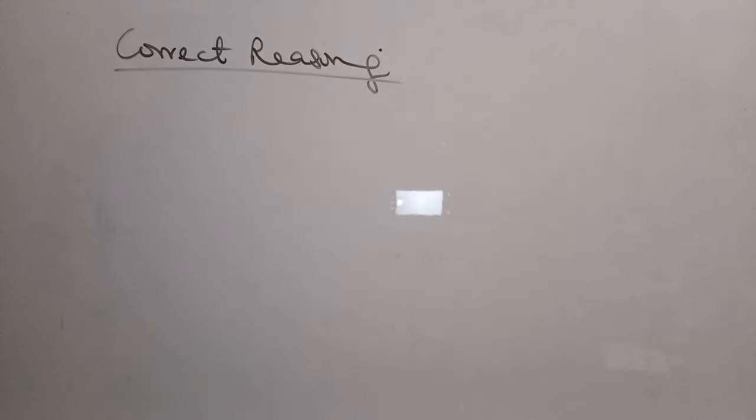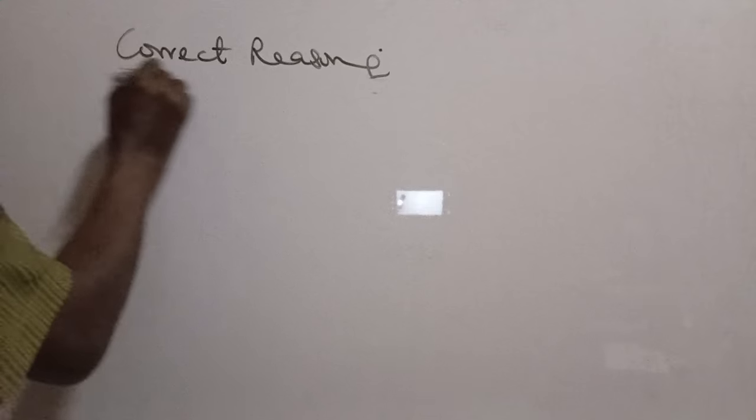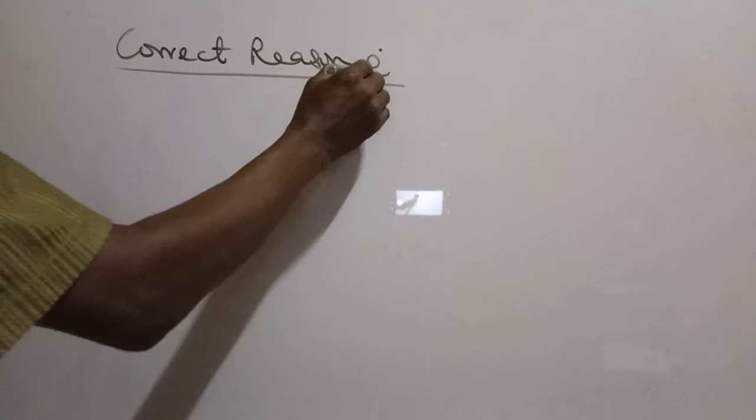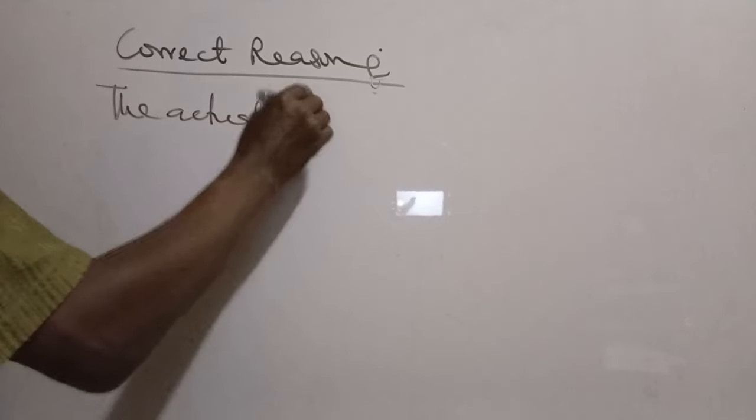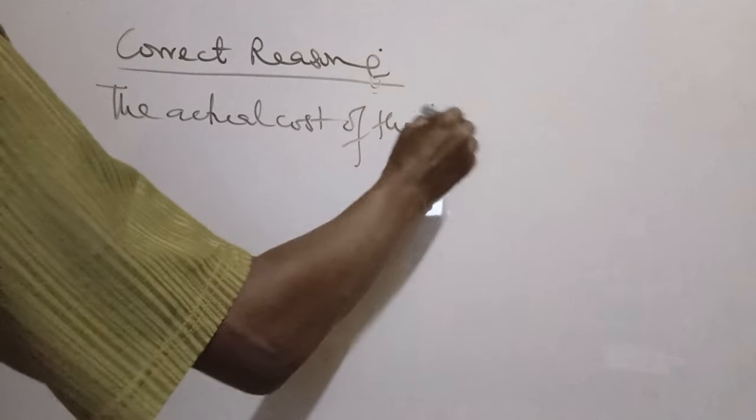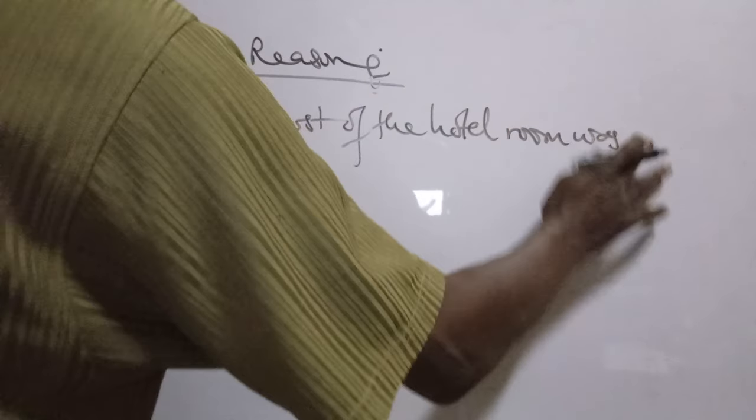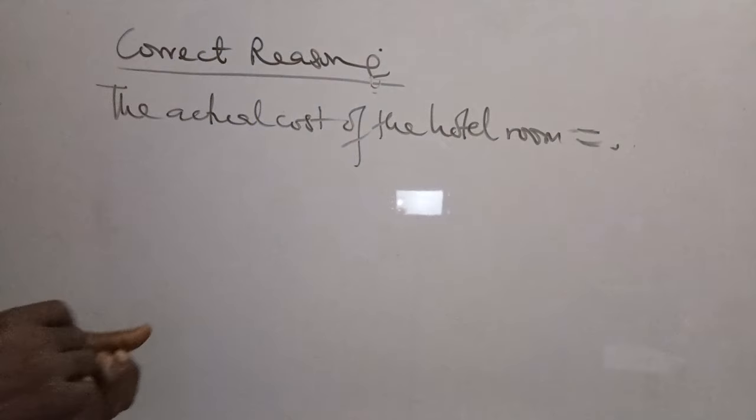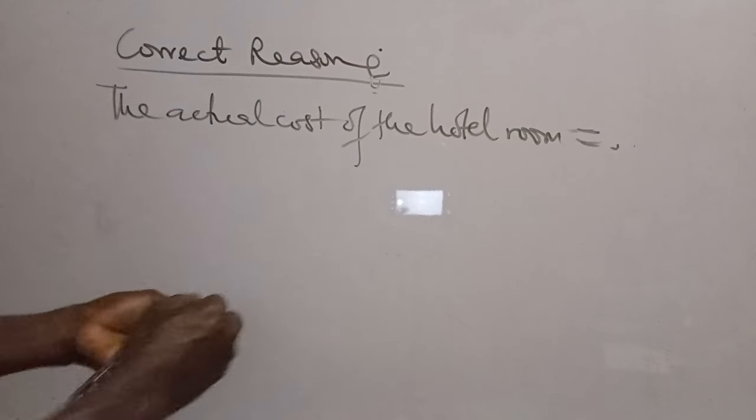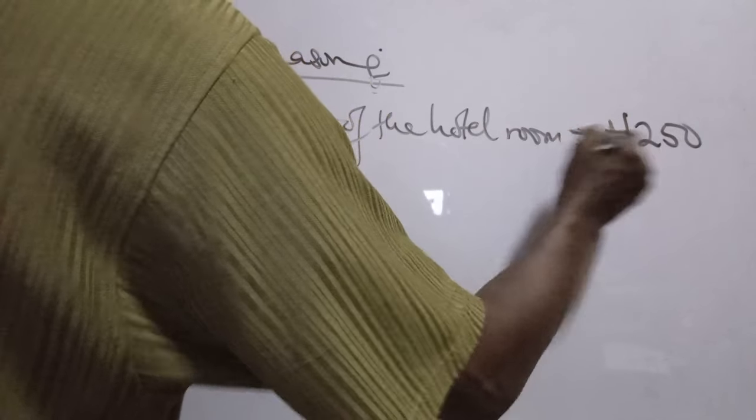Reasoning correctly. Now remember, we are told that a change of 50 naira was returned. So the actual cost of the hotel room was 250 naira. Abi, let's say equal to 250 naira. Beautiful. That's the actual cost of the hotel room.